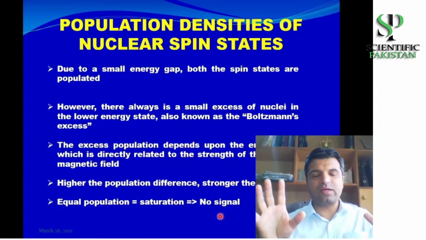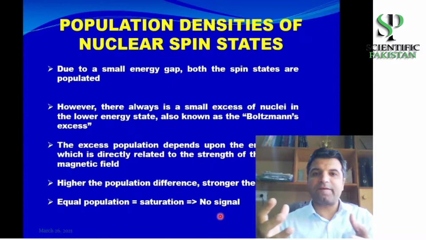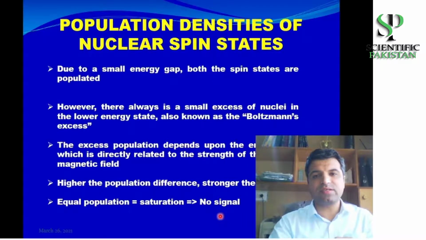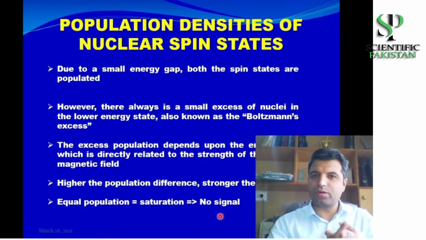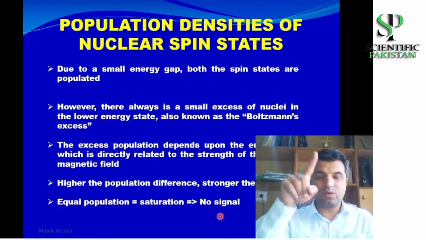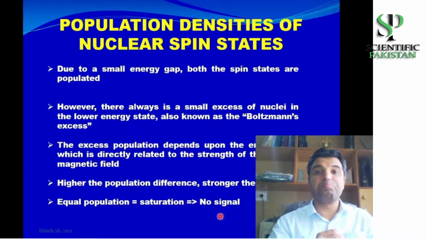Very interesting, right? You just need to remember the relationships between all of these things, and it's not very hard to understand or remember, because till now, what we have discussed, everything is directly related to B naught. Omega is directly related to B naught, Larmor frequency is directly related to B naught, del E is directly related to B naught, and the population density is directly related to del E, which is in turn directly related to B naught. Right? Okay, let's move forward.